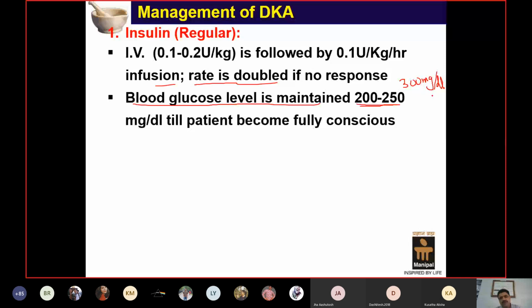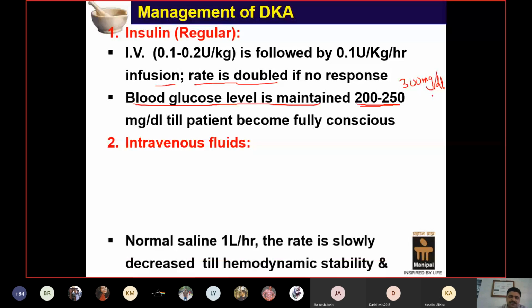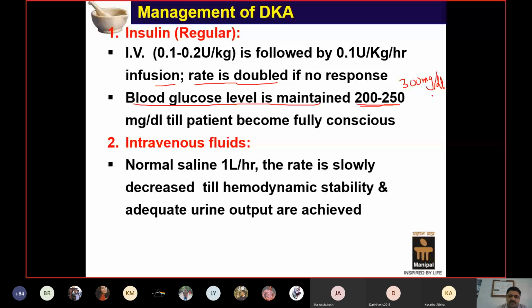Okay, and this blood sugar level will come to around 300 milligram per dl in 2 to 4 hours' time. We will try to maintain it at 300 mg per dl. Then of course, I have already said when there is hyperglycemia, there will be osmotic diuresis, dehydration, and electrolyte imbalance. To cover that, we have to use intravenous fluid. That is also an essential part of management of diabetic ketoacidosis. So here we use normal saline 1 liter per hour. The rate is slowly decreased till hemodynamic stability and adequate urine output are achieved.